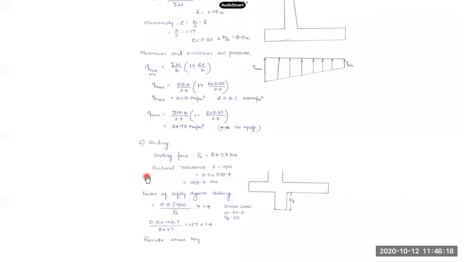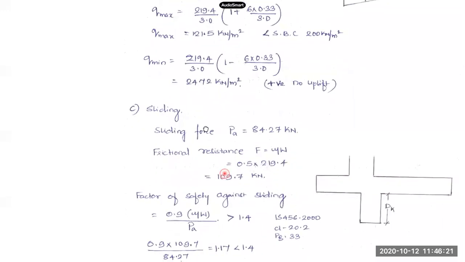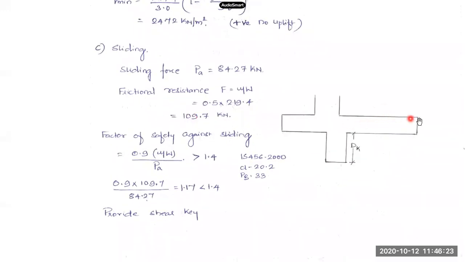Other than this, one more stability failure that may occur is sliding. The retaining wall may be pushed away from the backfill due to the horizontal earth pressure. So that should not happen. For that, there is a force which is arising at the bottom of this base slab. A frictional force will be developed. Since this base slab is resting on the soil, there will be a friction occurring between the soil and the surface of the base slab.